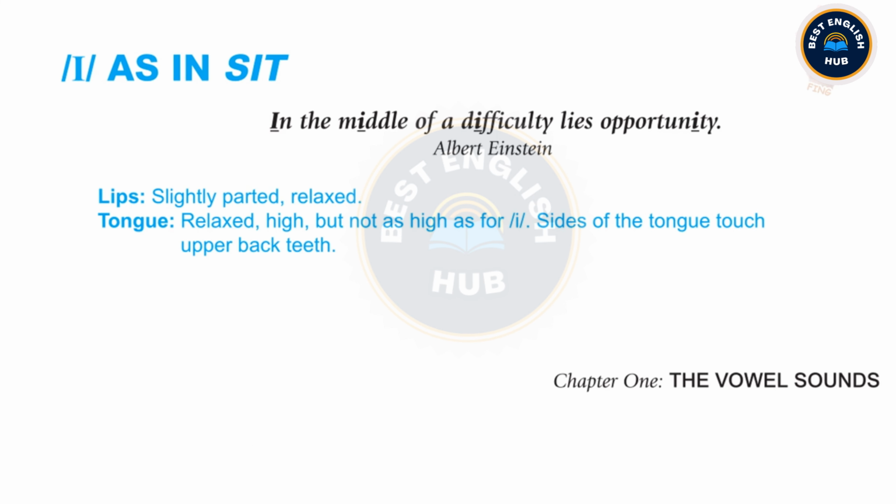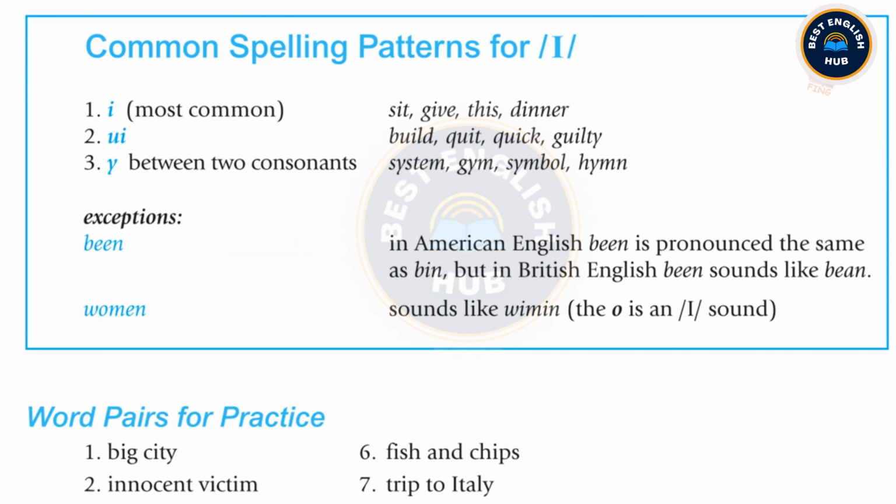I as in sit. The lips are slightly parted and relaxed. The tongue is also relaxed and high, but not as high as for the E sound. The sides of the tongue touch the upper back teeth.